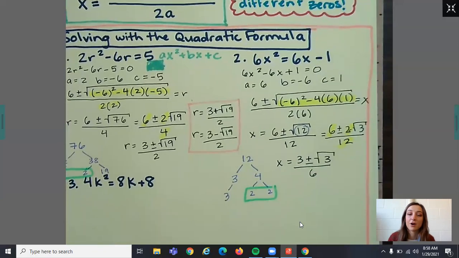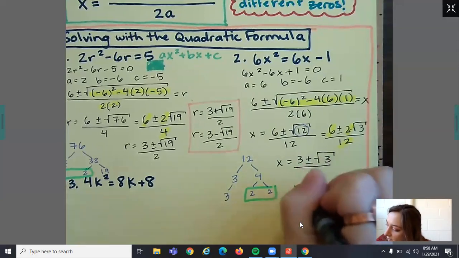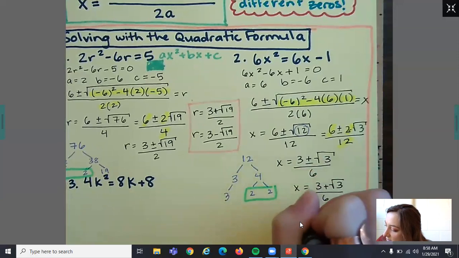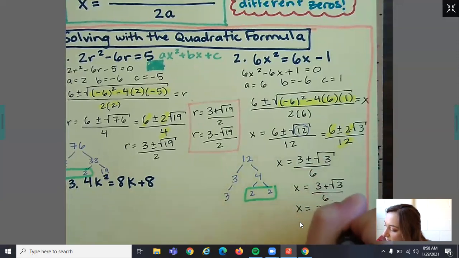And just for fun, let's write out our 2 different answers just so we can get used to knowing that this is 2 answers. X equals 3 plus the square root of 3 over 6, and x equals 3 minus the square root of 3 over 6.